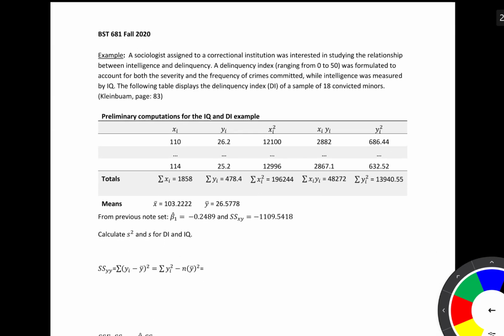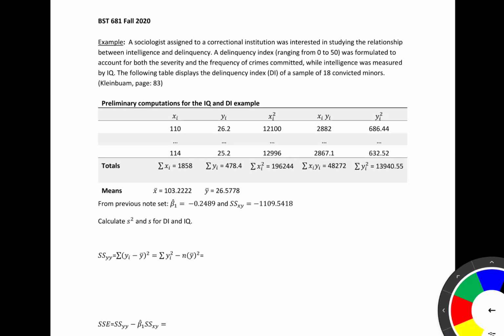Alright, so we're going to continue our example from the previous note set. This example reads: a sociologist assigned to a correctional institution was interested in studying the relationship between intelligence and delinquency. A delinquency index ranging from 0 to 50 was formulated to account for both the severity and frequency of crimes committed, while intelligence was measured by IQ. The following table displays the delinquency index for a sample of 18 convicted minors. This is actually an abbreviated version of the table we had in the previous note set. You'll notice I truncated it here in the middle. We have those same totals, the means, and then from the previous note set I pulled these values over.